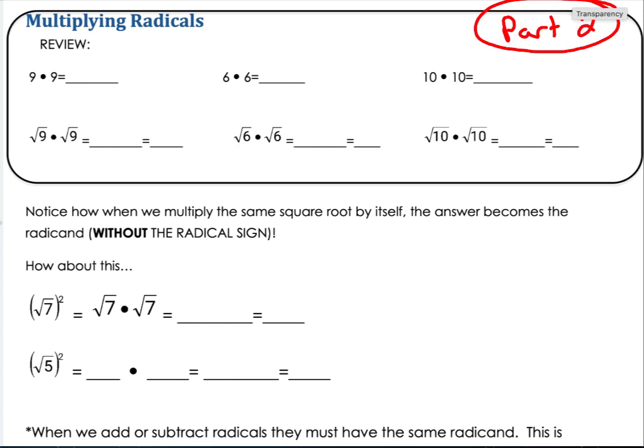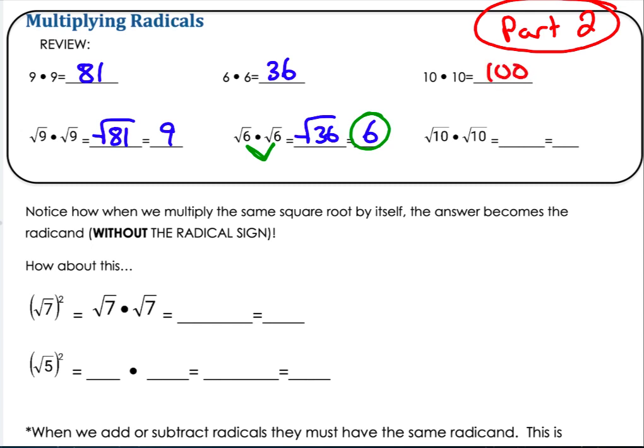So a quick review. When we're multiplying, we're just multiplying those two numbers together. Like 9 times 9 is 81. The square root of 9 times the square root of 9 is the square root of 81. We can multiply those two numbers under the radical and then simplify it, which would give me 9. 6 times 6 is 36. So the square root of 6 times the square root of 6 is the square root of 36, which is really just 6. So you probably are picking up on the pattern that when I do square root of 6 times square root of 6, it just equals 6. Think of those as two parts that together will make a 6.